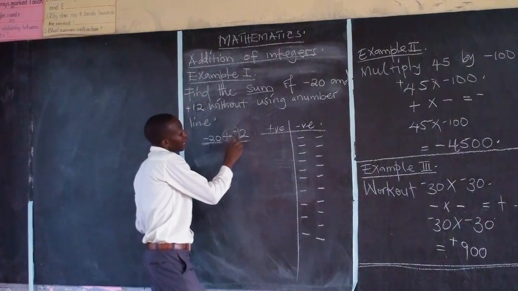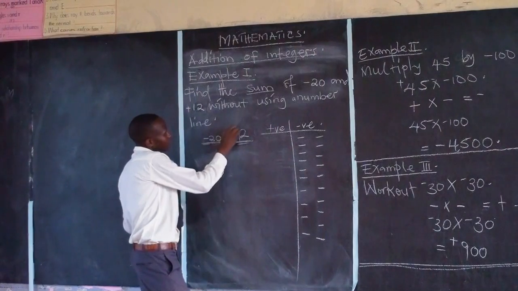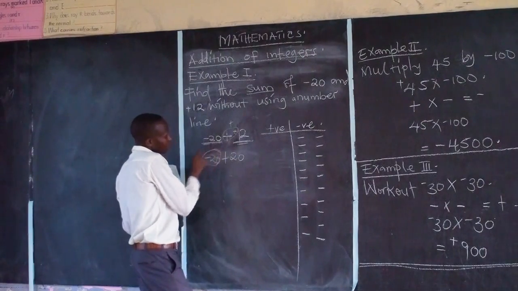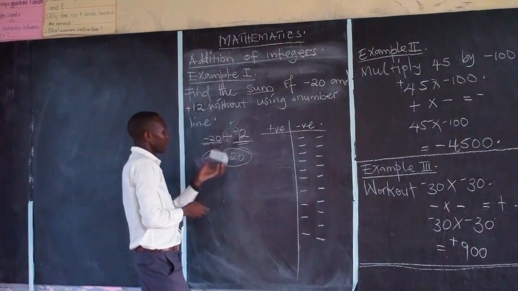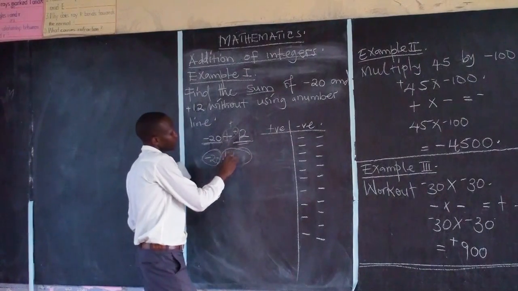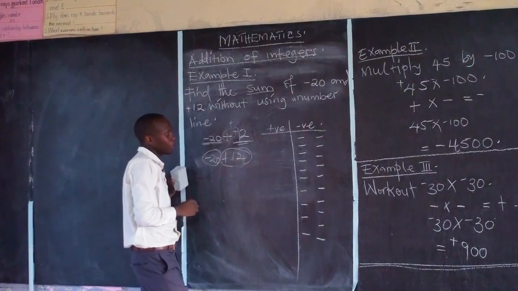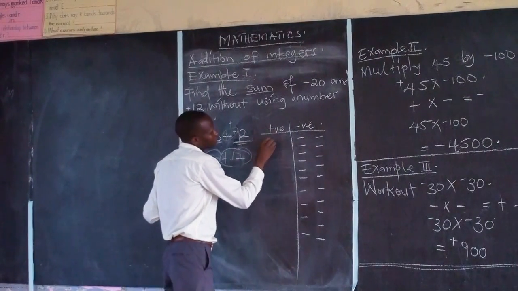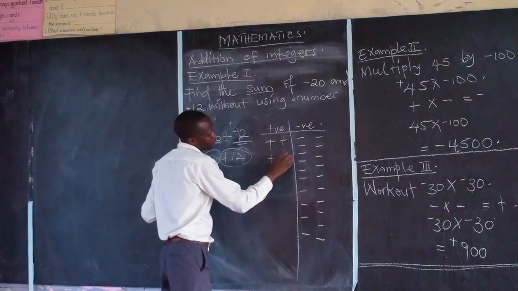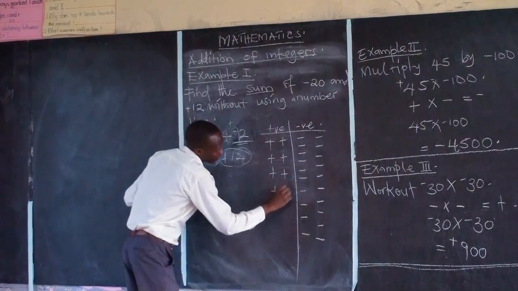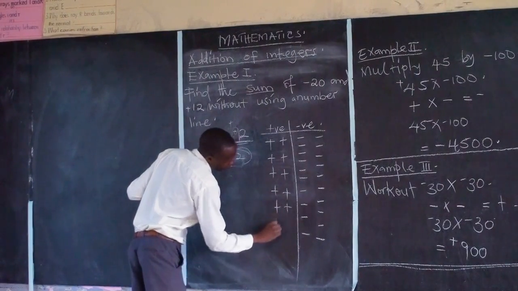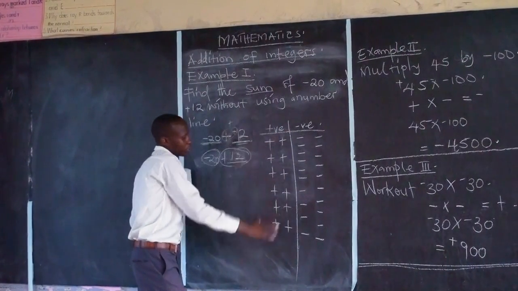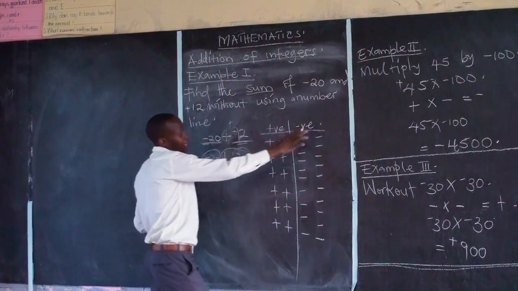Then when I check this side, I have 12. Just like I've told you, this gives us a positive. So I will say negative 20 plus 12. This one goes with the negative, and this goes with the positive, but remember, with the plus we now have positive 12. So I come to the positive side and write 12 positive signs: 1, 2, 3, 4, 5, 6, 7, 8, 9, 10, 11, 12. I have 12 signs on the positive side and 20 signs on the negative side.